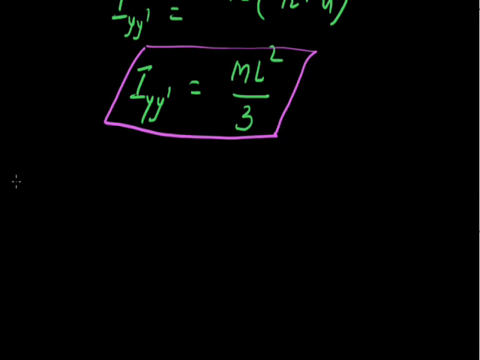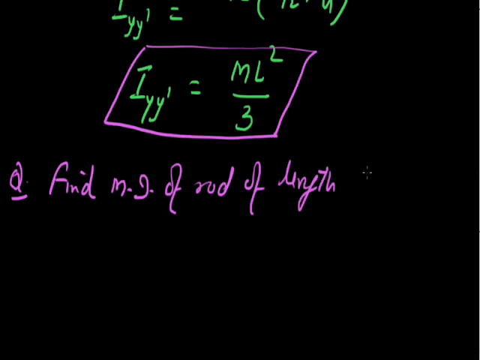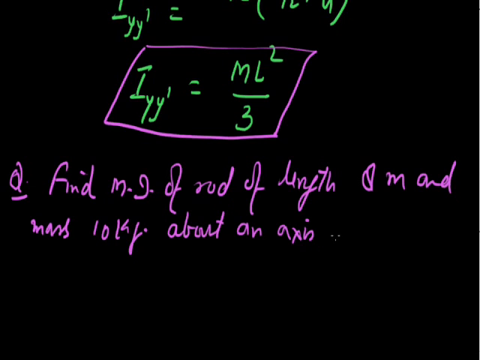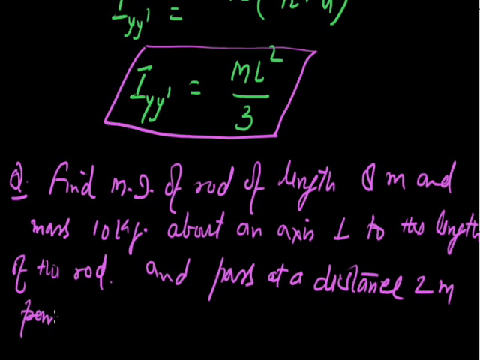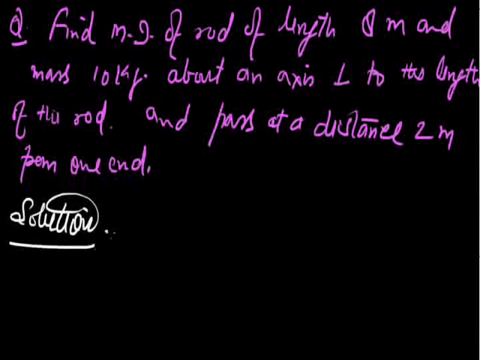Now special cases. Question: find the moment of inertia of a rod of length 8 meter and mass 10 kilogram about an axis perpendicular to the length of the rod and passing at a distance 2 meter from one end, is given.